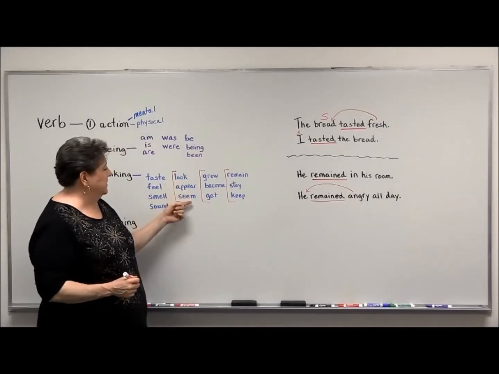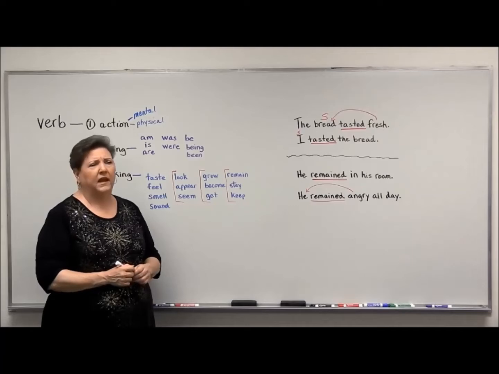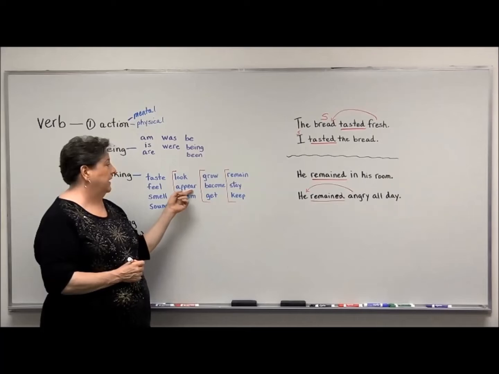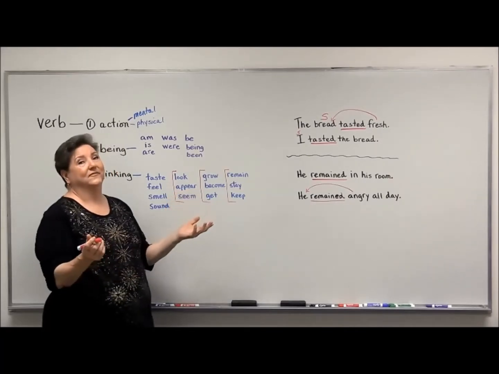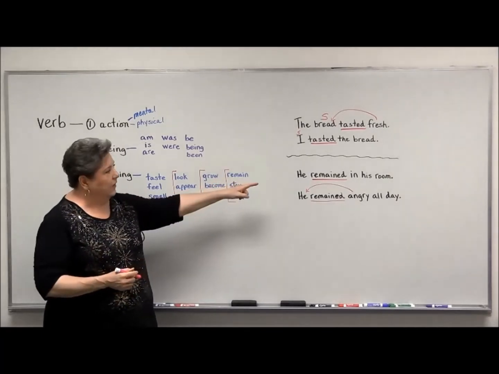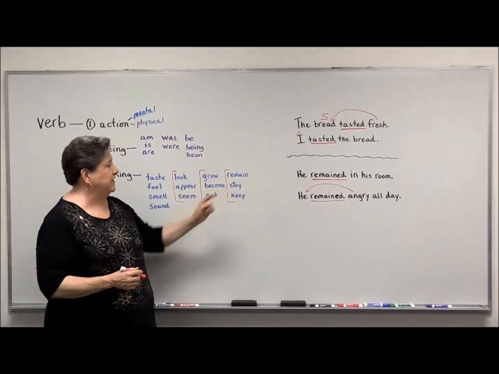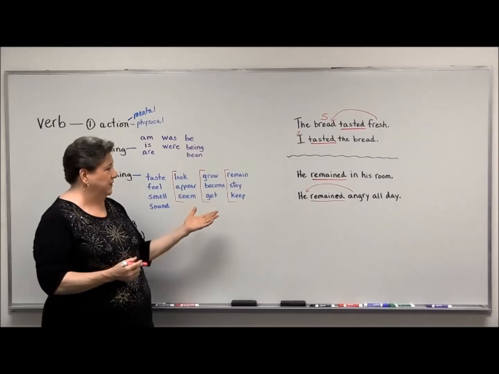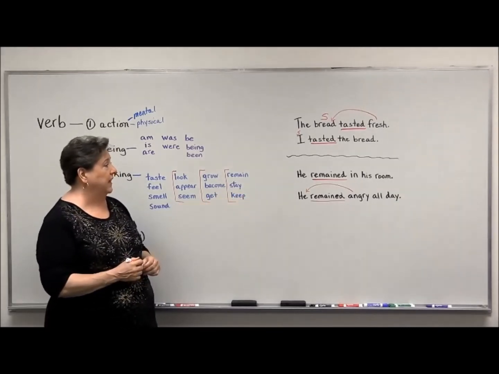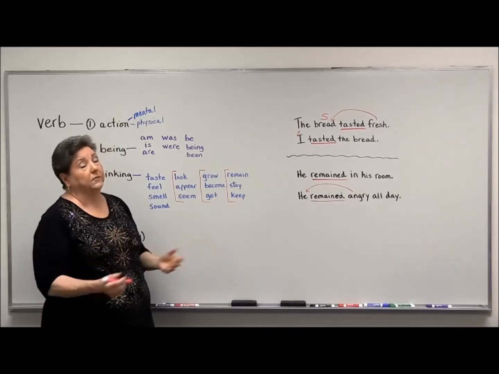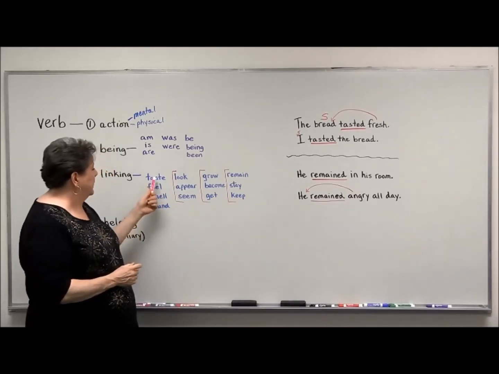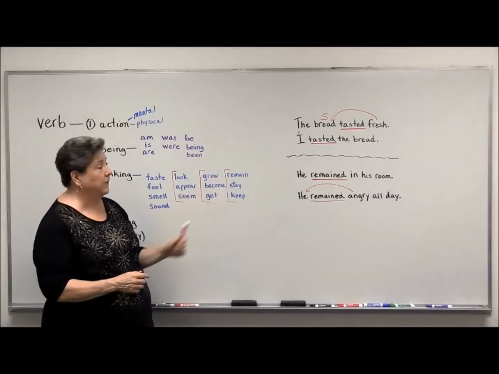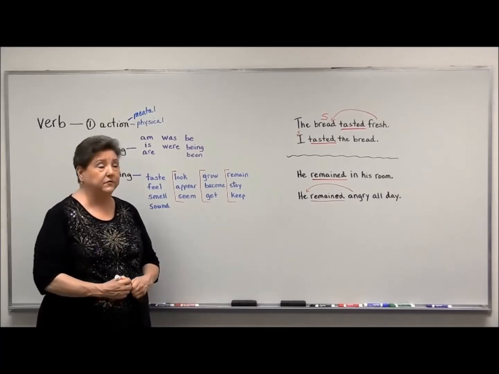Because look and appear and seem mean the same thing when they're linking. He looks happy. He seems happy. He appears happy. Same meaning. He remained in his room. He stayed in his room. He kept in his room all day. So when they're linking, he remained angry all day. He kept angry. He stayed angry. They can mean the same thing. So taste, feel, smell, sound, look, appear, seem, grow, become, get, remain, stay, keep. Those are the linking verbs in the English language.